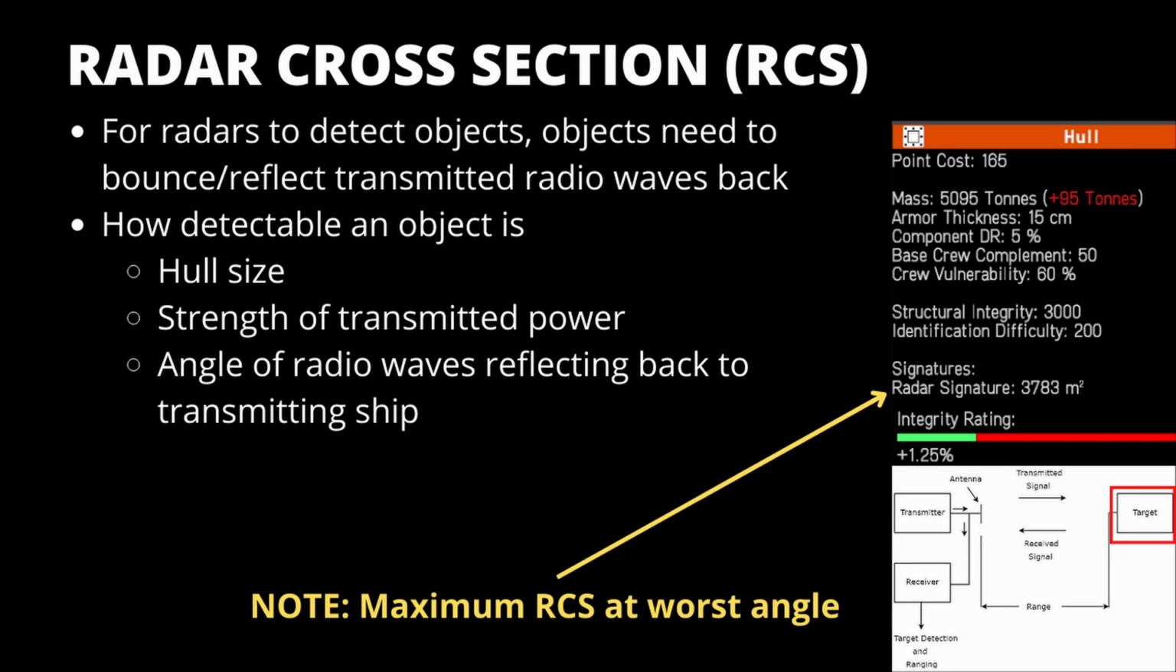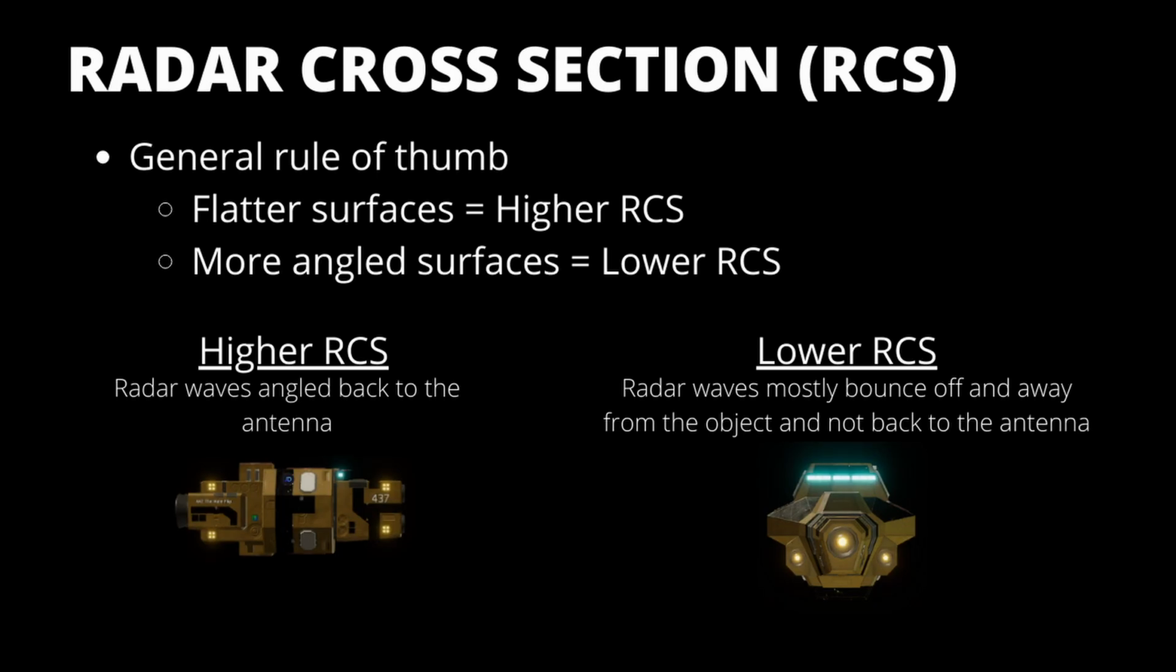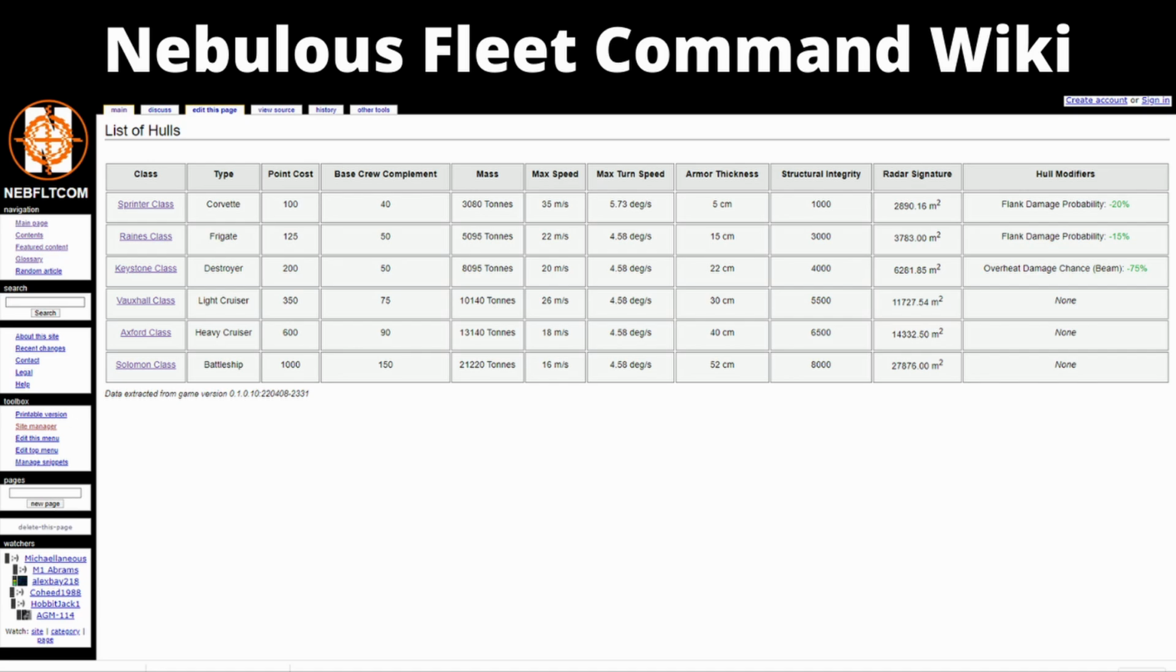And when you're in game and you look at turning off your communications or your radars, those modifiers will show again your maximum possible radar cross-section, again being at your worst angles. So as a general rule of thumb, if you have a flatter surface facing a transmitter, you're going to have a higher radar cross-section, and if you have more angled surfaces facing a transmitter, you're generally going to have a lower radar cross-section.